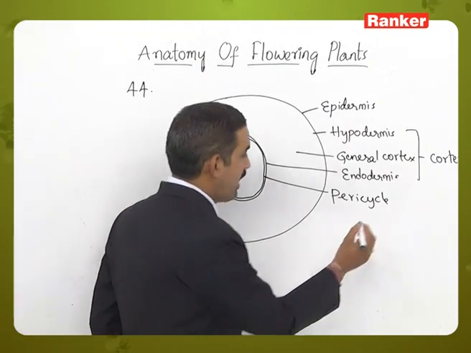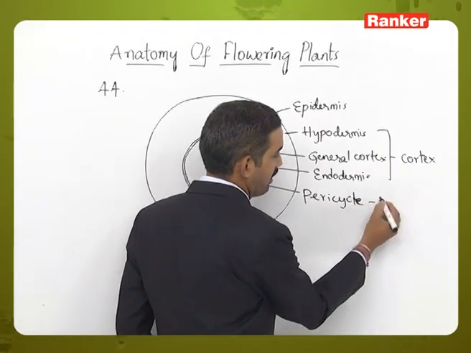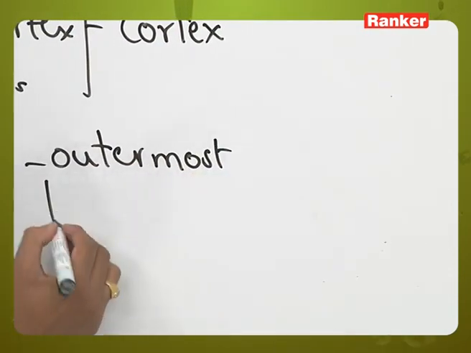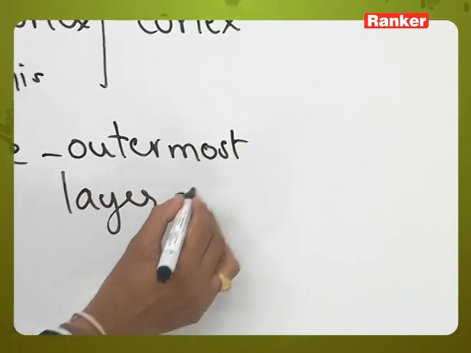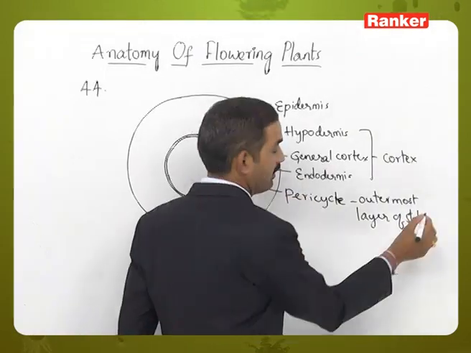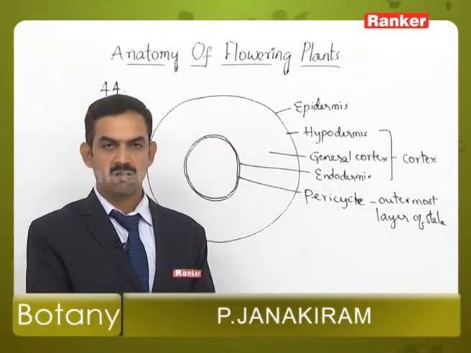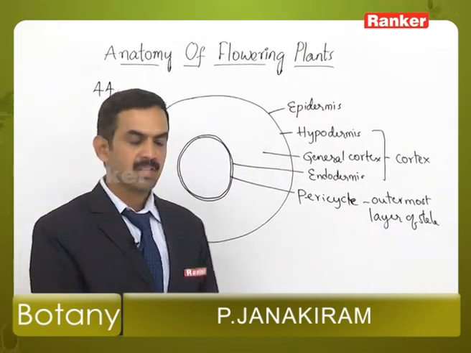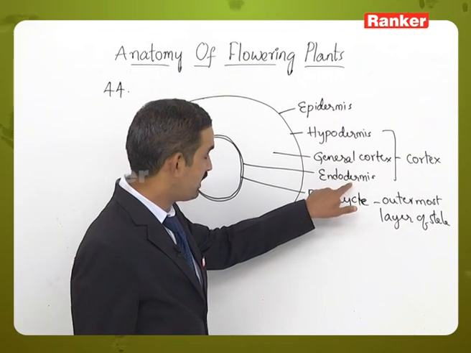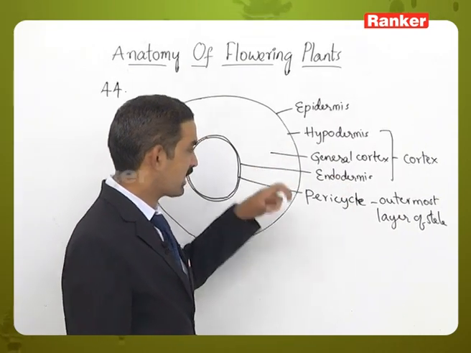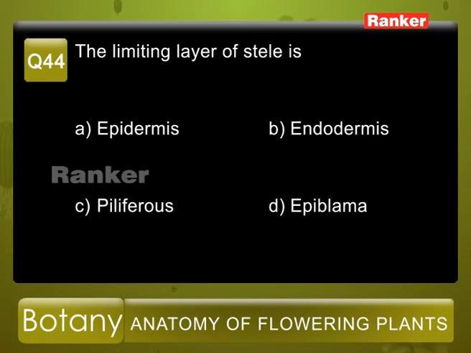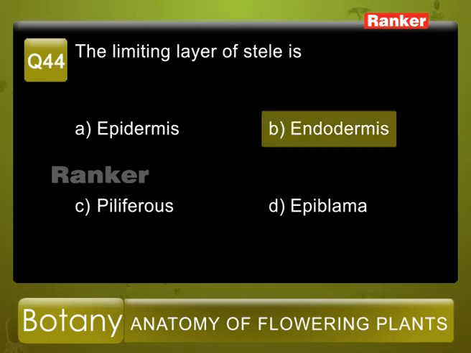So, as we are saying that it is the outermost layer of the stele, which tissue of the plant is acting as a limiting layer? Here the endodermis, which is the innermost part of the cortex, is acting as a limiting layer for the stele. So, from the given options option B is the correct answer.